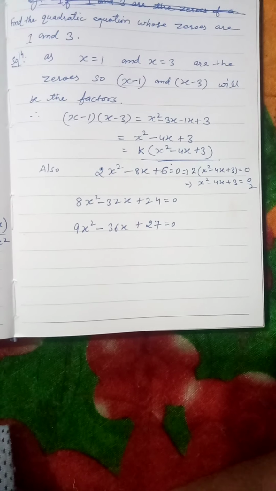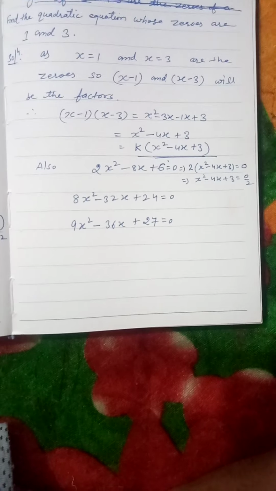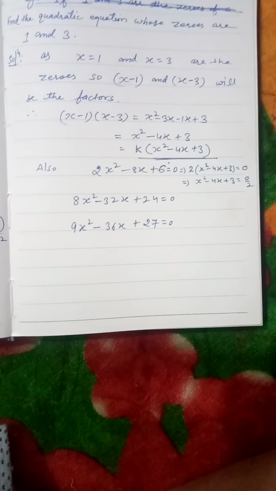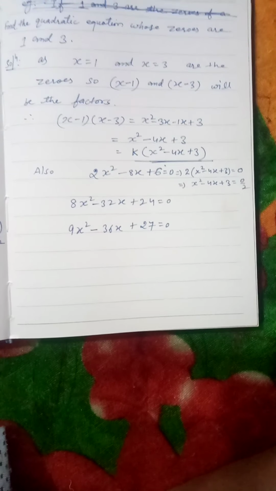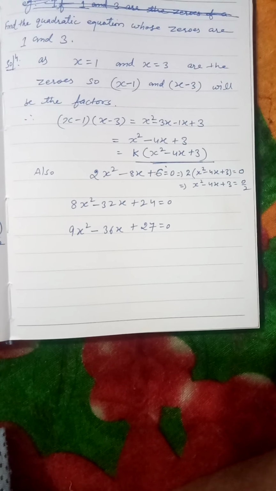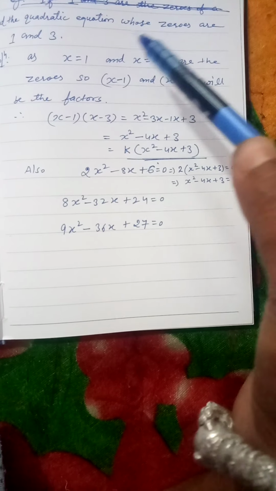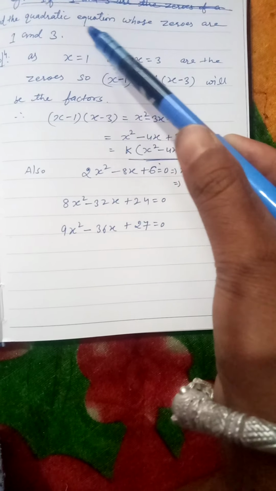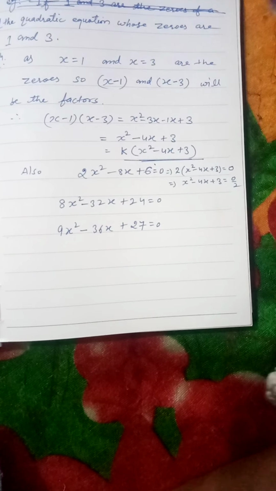Hello students, today we will discuss the relationship between zeros and coefficients of a quadratic equation. Before the derivation of this relationship, we will discuss one example. Let's say, find the quadratic equation whose zeros are 1 and 3.